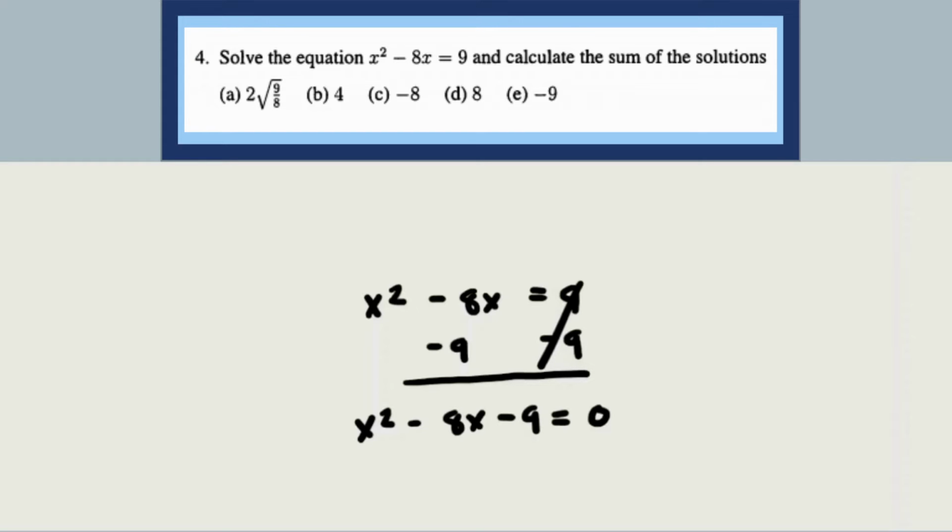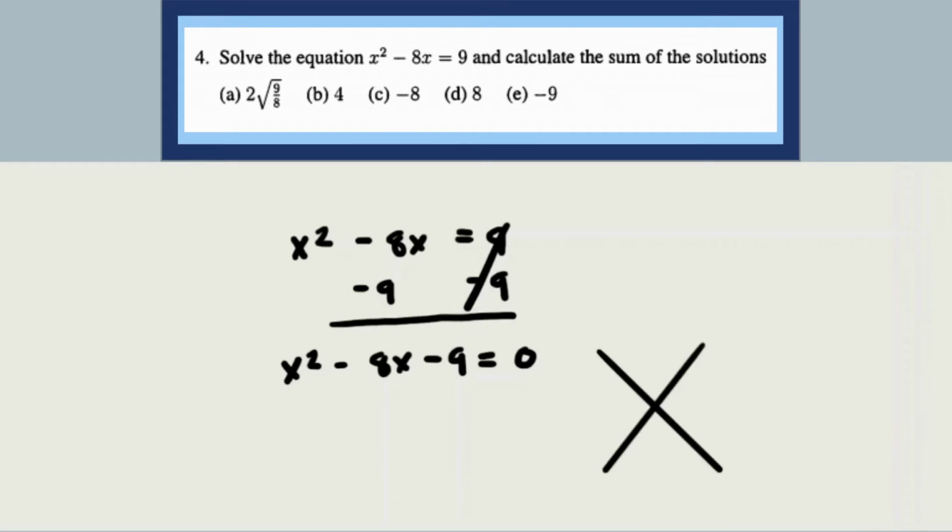So what we have to do now is factor this. Like I said before, a method that really helps me is the x factoring method. I don't know if this is the actual name. So I'm going to make an x real quick. We have x squared minus 8x minus 9. The leading coefficient is 1, so that makes it really easy.